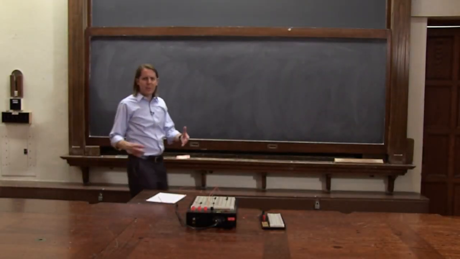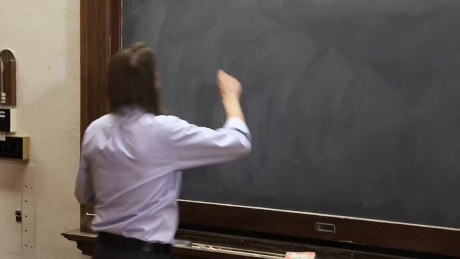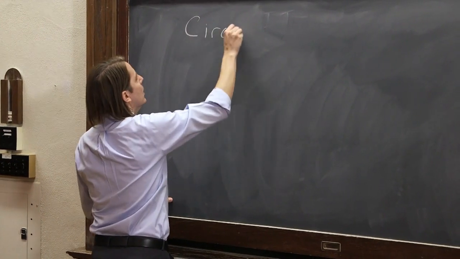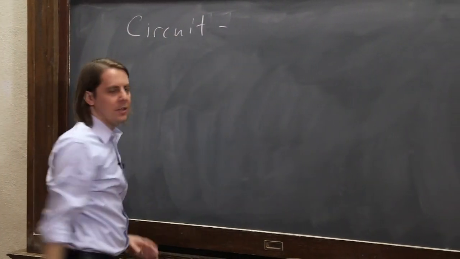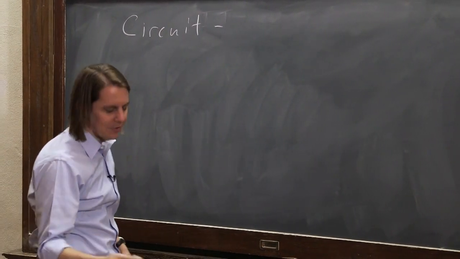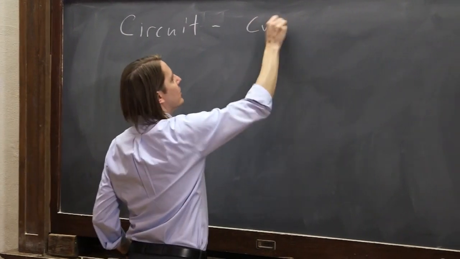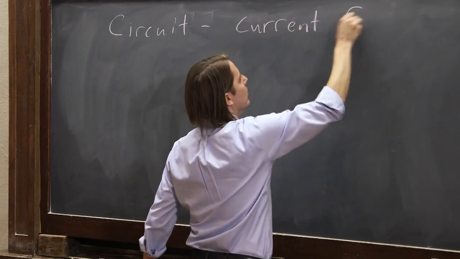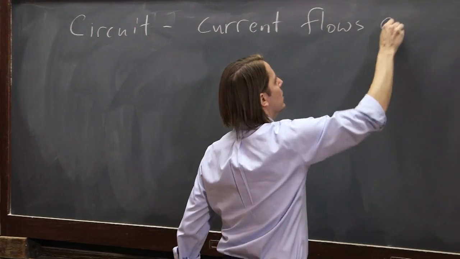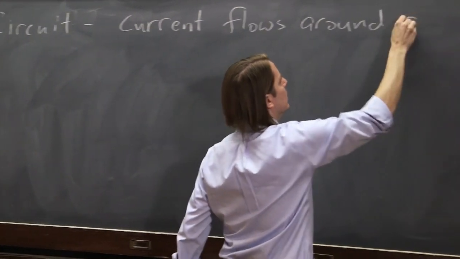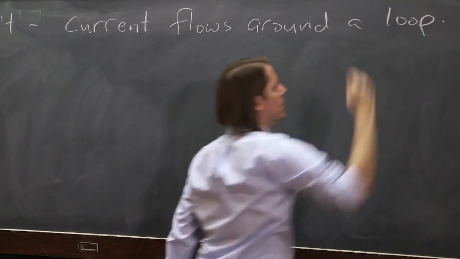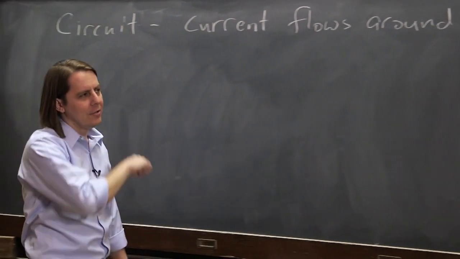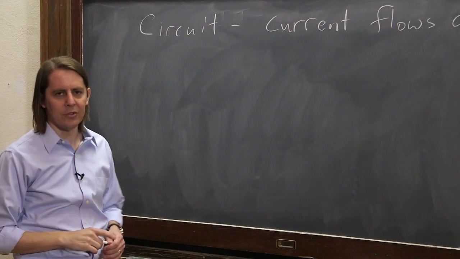We now know enough to think about a circuit, a very basic circuit. And let's even give it a definition. Why not? Circuit needs a definition too. How about current flows around a loop? There you go. Anytime current flows around a loop, we'll say that's a circuit.